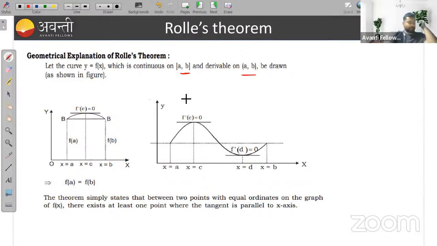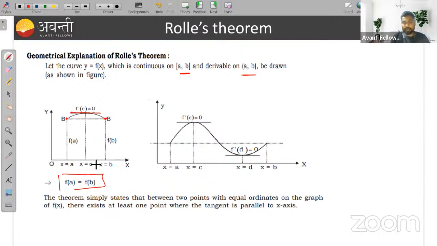Okay, let's see. It is already given that f is continuous and differentiable on [a, b], and you can check in the figure also that f of a is equal to f of b. The values of the function are the same at x equal to a and x equal to b. So what I am saying is, there exists a point c between a and b where the first derivative of that function is 0, or we can say the slope of the tangent at that point is 0.